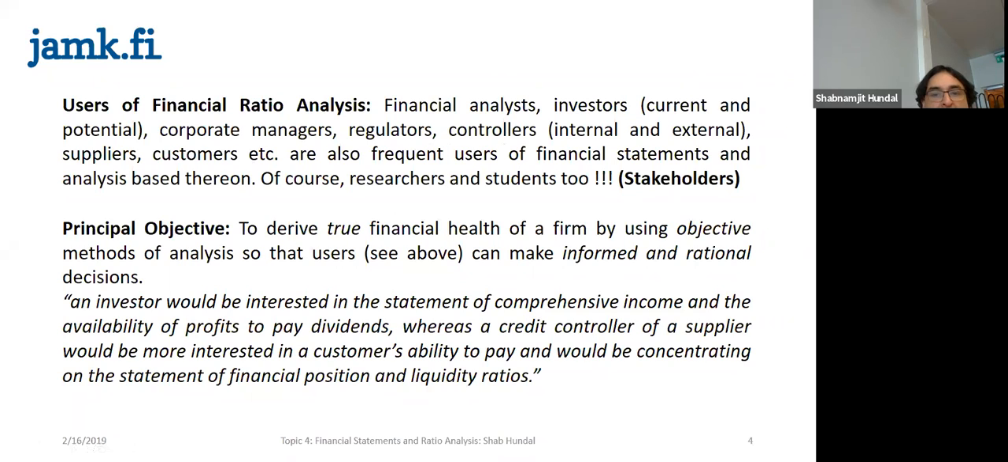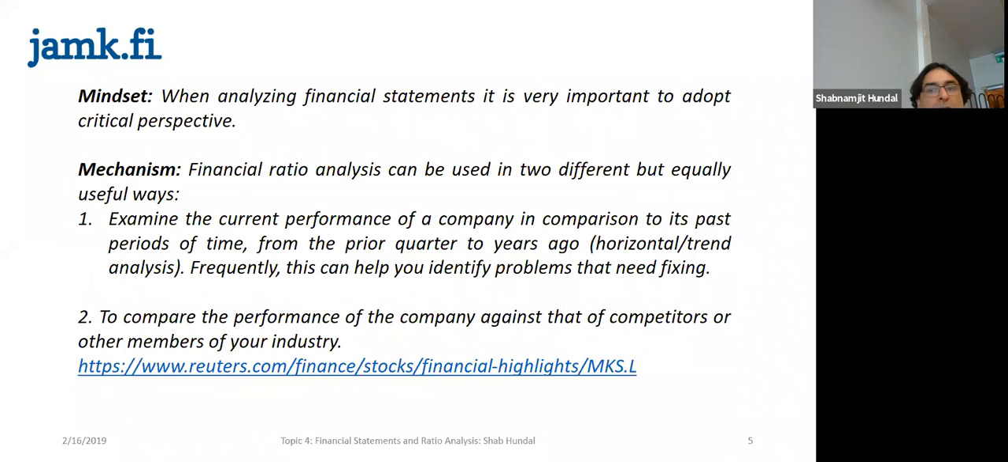And the principal objective is to derive the true financial health of a company through these health checks. So this is the main one-sentence objective of financial ratio analysis: we want to check how healthy the company is or how healthy the company can be. All right, that's the main agenda. The mindset is to come with an open mind, don't take positions, see the larger picture, be objective, and come with a critical perspective.